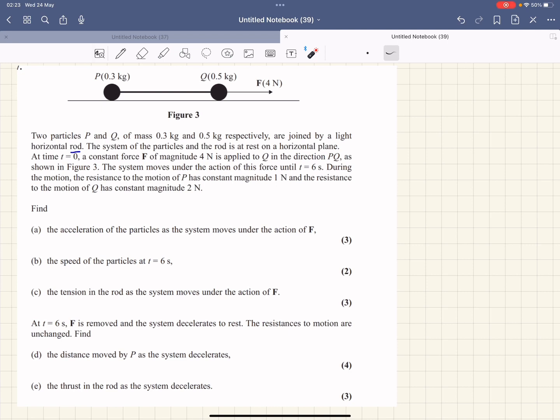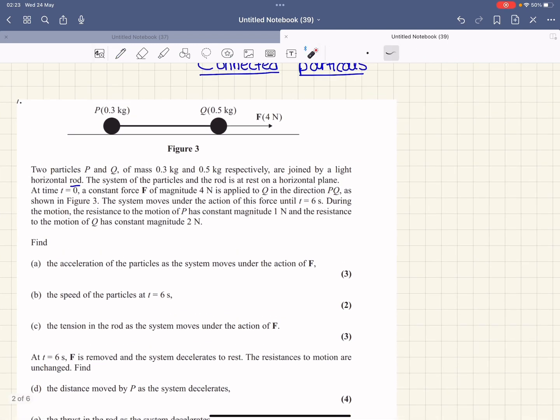The system moves under the action of this force until t is equal to 6 seconds. During the motion, the resistance to the motion of P has constant magnitude 1 Newton and the resistance to the motion of Q has constant magnitude 2 Newton. So there's some resistance they're talking about. Resistance is always opposite to the direction of the motion.